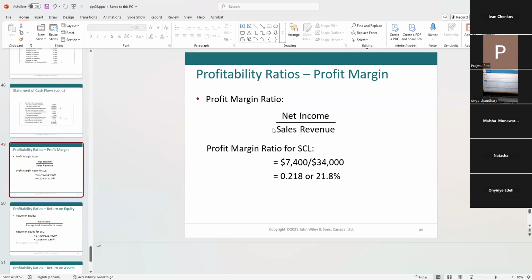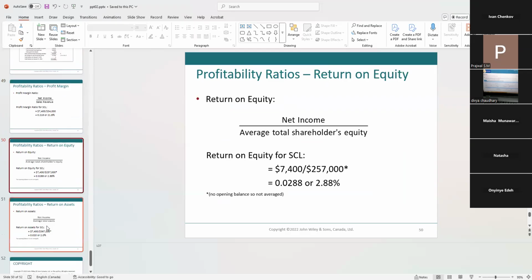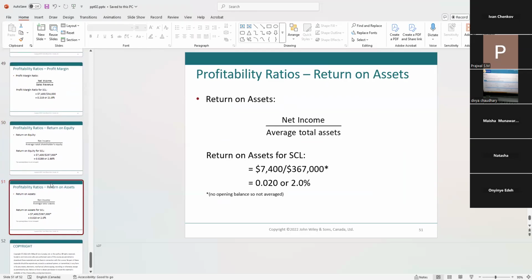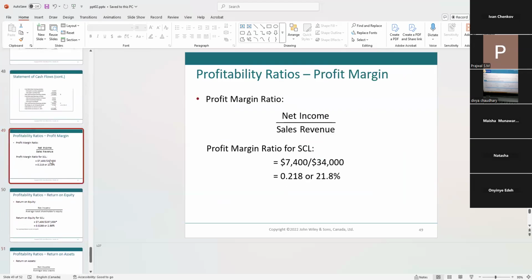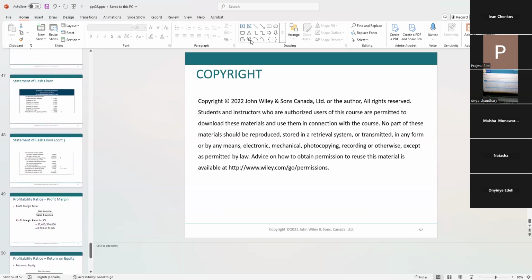So we can calculate our profit margin ratio. But on the ratios, on week 3, we're gonna talk more about ratios, and I'm gonna explain more about the ratios. We can get the profit margin ratio. We can get the return on equity ratio. We can get the return on assets ratio. Those are the ratios that we can get right away. And that will be the end of this chapter.